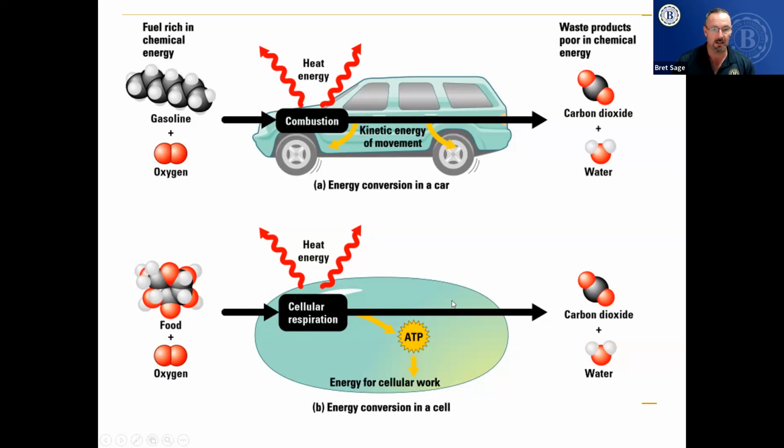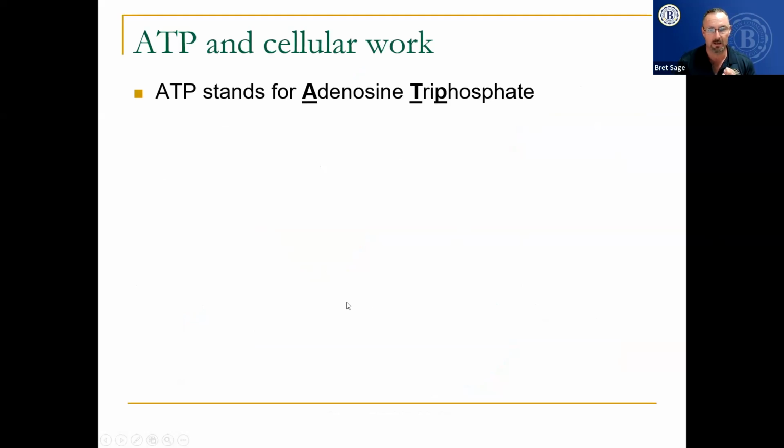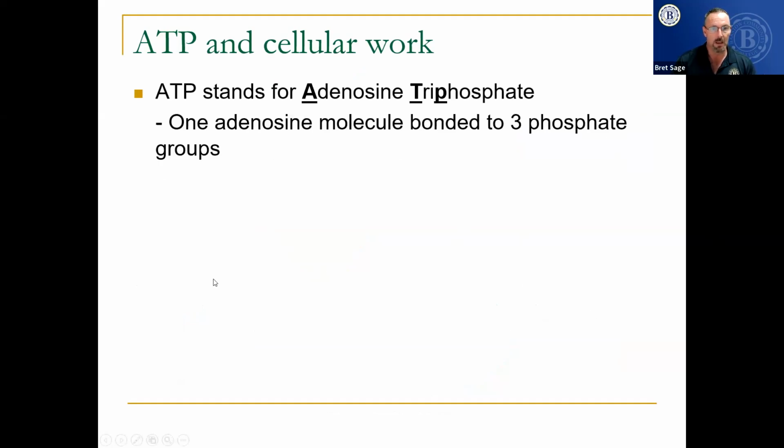But interestingly, the waste products are the same as in gasoline: carbon dioxide and water. So these molecules have high energy, these have low energy. ATP and cellular work. ATP stands for adenosine triphosphate, tri for three, phosphate. One adenosine molecule is bonded to 3 phosphate groups. Now, it's the last of those 3, the third one, that's the most important and carries the most energy.